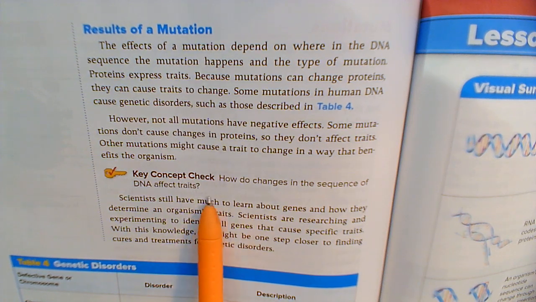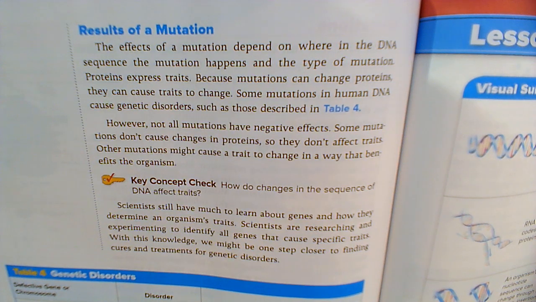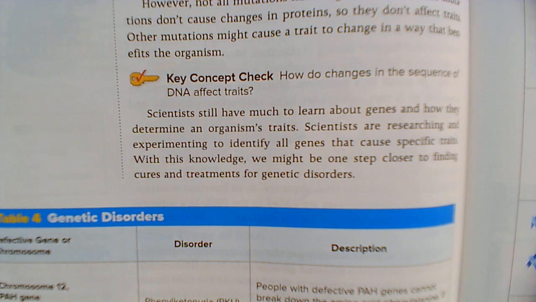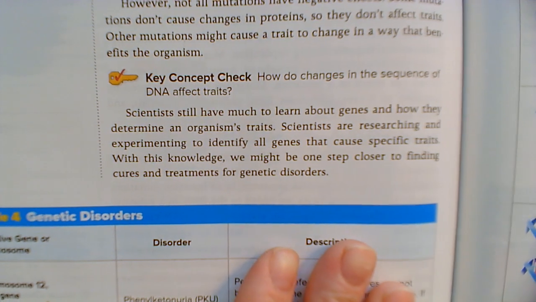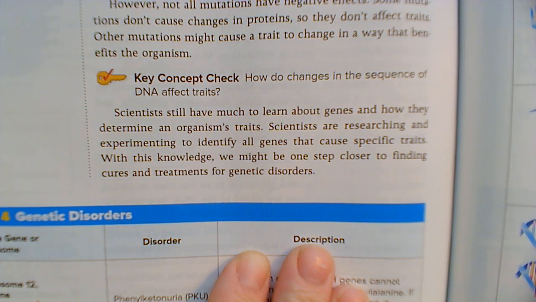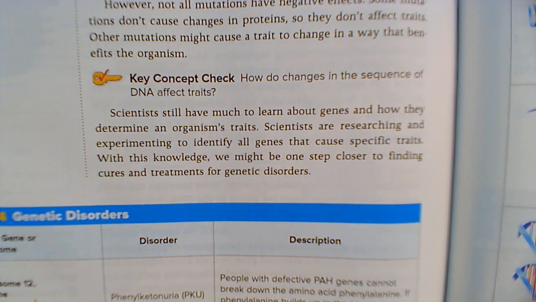Key concept check. How do changes in the sequence of DNA affect traits? Well, changes in the sequence of DNA can have negative effects, beneficial effects, or no real effect at all on the organism's traits. So scientists still have much to learn about genes and how they determine an organism's traits. Scientists are researching and experimenting to identify all genes that cause specific traits. With this knowledge, we might be one step closer to finding cures and treatments for genetic diseases.